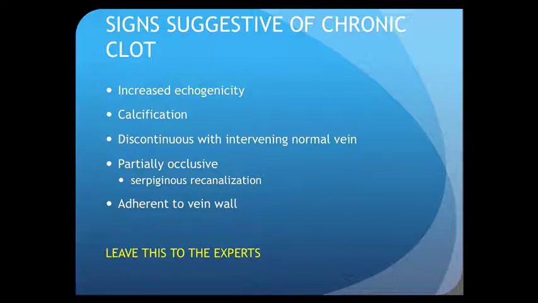As we mentioned earlier, as the clot ages, it becomes more echogenic, more dense, and it shrinks. And so on ultrasound, it appears brighter. There may be areas of calcification. Because there may have been partial resolution, you get discontinuous areas with intervening normal vein, or maybe a serpiginous recanalization through the old clot. And also they're often described as appearing more adherent to the vein wall. That's a very subjective finding and it is something that I would tend not to comment on very much. Overall though, as I said, this is a difficult thing to do, and generally if you're just beginning, leave it to the experts.